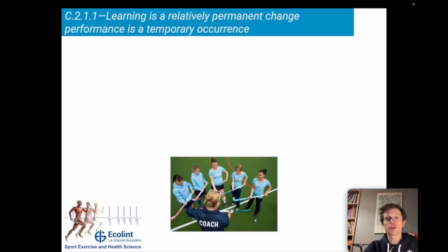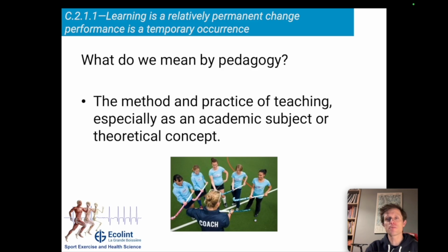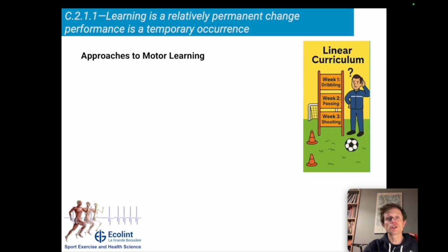For this next part of the video, we're going to talk about pedagogy. The first thing to consider then is, what do we mean by pedagogy? Well, pedagogy is the method and practice of teaching, particularly when it's applied to an academic subject or a theoretical concept. When we're thinking about pedagogy then, it's the application of teaching theory to practice. When we're considering motor learning, we're going to talk about two different types of pedagogy. We're going to talk about non-linear and linear pedagogy.